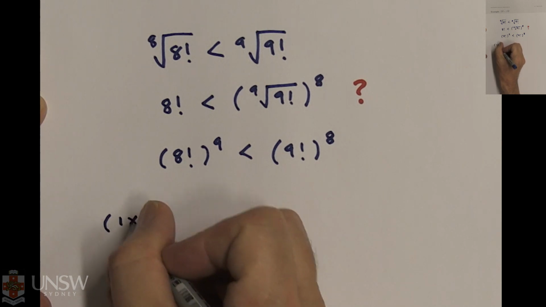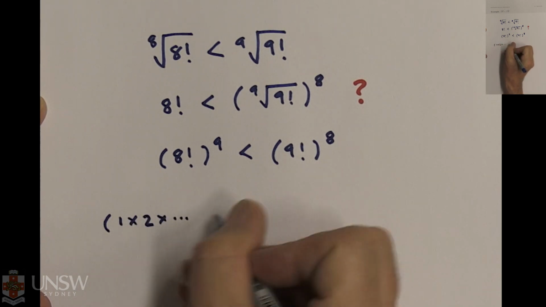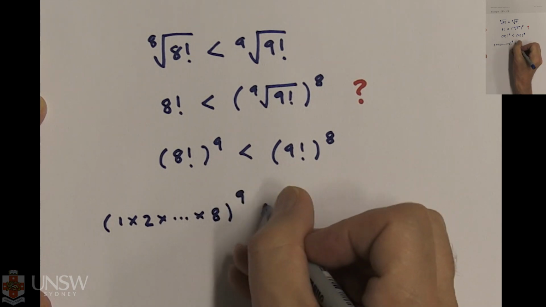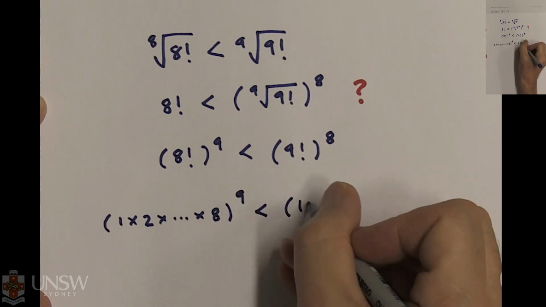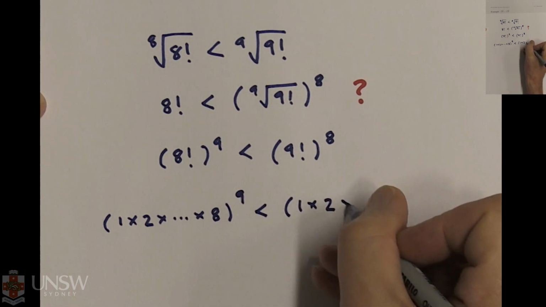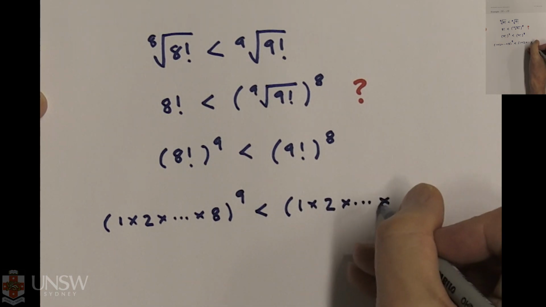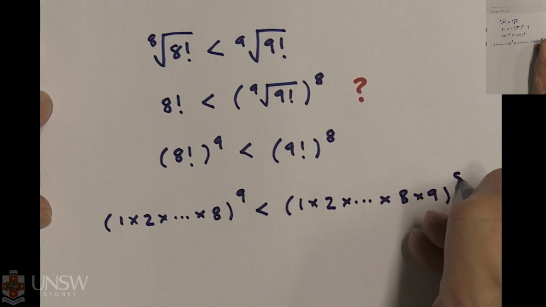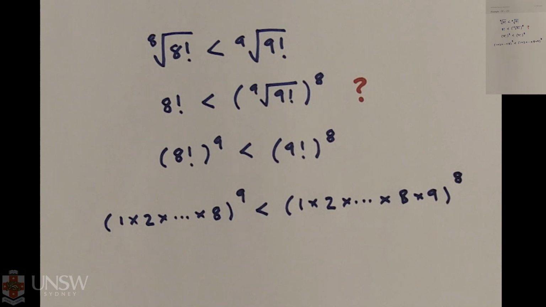Well, 8 factorial means 1 times 2, etc., times 8. That's to the power 9. And I'm saying that's less than 9 factorial, which is 1 times 2, etc., times, let's put it this way, times 8 times 9. That's all to the power 8. And the thing which you would, I hope, notice there is that there are lots and lots of common factors on the two sides, which I can cancel.